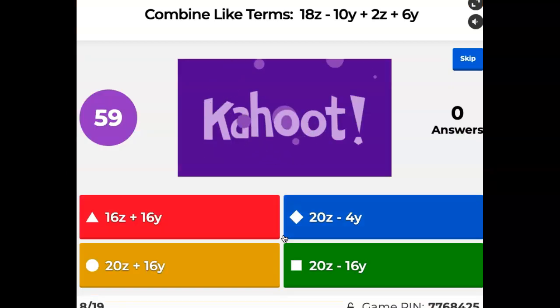That's good. Alright, so let's do this question. Combine like terms: 8z minus 10y plus 22 plus 2z plus 6y. You could only combine the same terms. And make sure you remember the rule of integers.